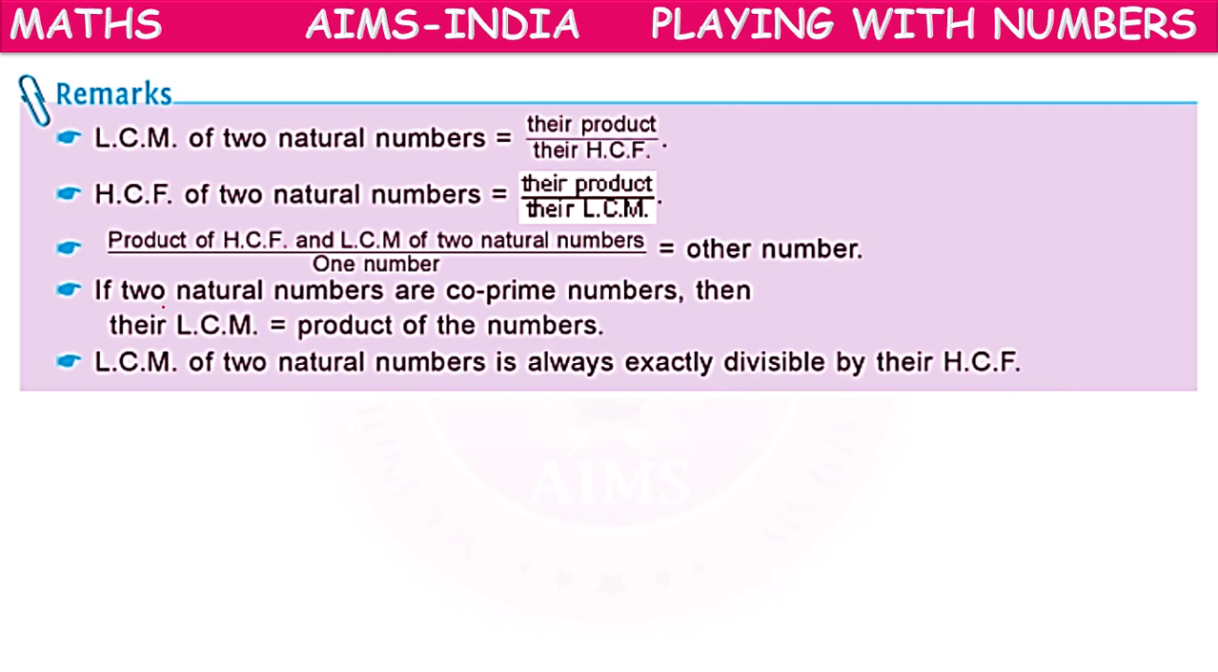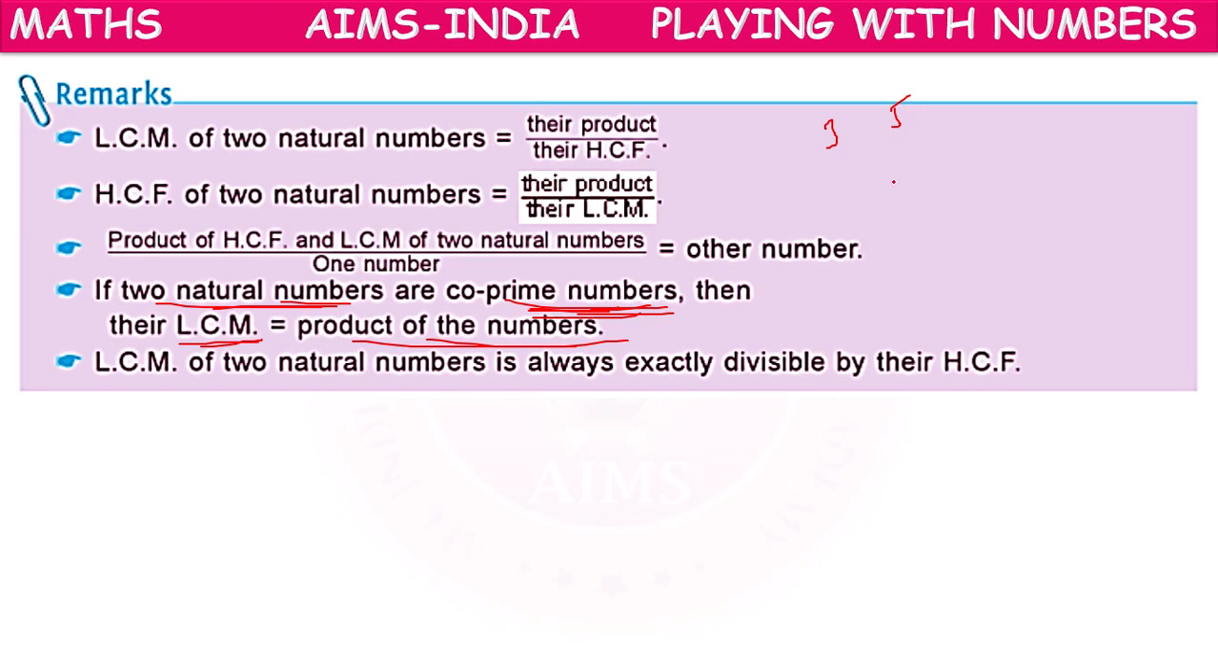Or if two natural numbers are co-prime numbers, then their LCM is equal to the product of the numbers. Because 3 and 5, two numbers, we have two numbers.